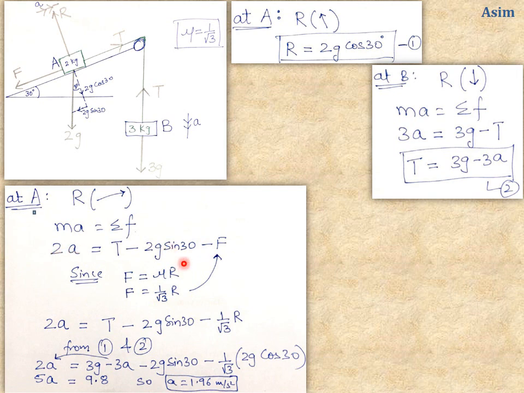Now there are too many unknowns, F is another unknown. So what we can do here is, we know the formula for F is mu R. Mu is given, R we already have from here. Everything is a constant: g is known, cos 30, everything is known. So it's better to get rid of this variable and bring in something which you already know. So F equals mu R, we substitute 1 by root 3 for mu and substitute R here, and also we know T is 3g minus 3a. So in place of T, I am writing 3g minus 3a. The whole intention is to make this equation in only one variable, which is a. So this entire equation just has a single variable a.